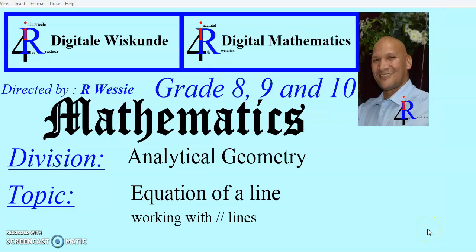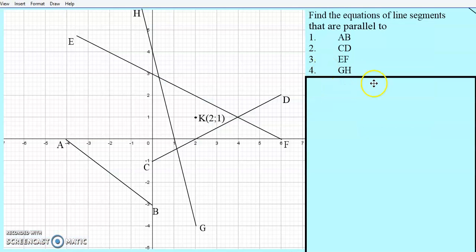Good day, welcome back. Today we do grade 8, grade 9, grade 10, also covered in grade 11 and 12, but for today's lesson specifically grade 8 and grade 9, we look at working with parallel lines. I need to understand that if one line is parallel to another line, then the gradient will be exactly the same. Parallel lines never touch each other, that means the gradient will have to be the same.